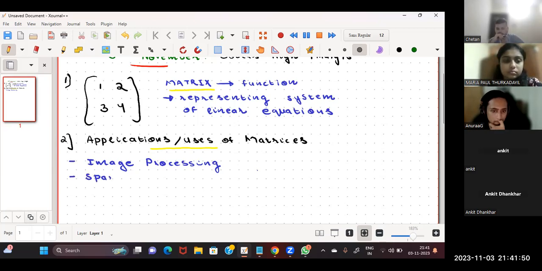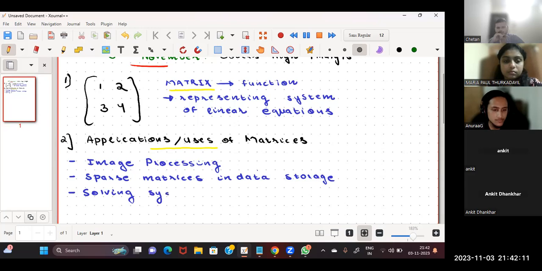What else? You were correct. We use it for image processing as well. We use matrices to solve a system of linear equations as well. Projecting a vector to the plane. I mean, that's not a use case. That's an operation with matrices that we do. That's not a use case.